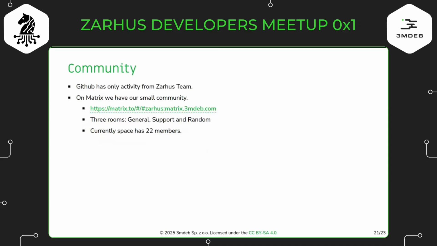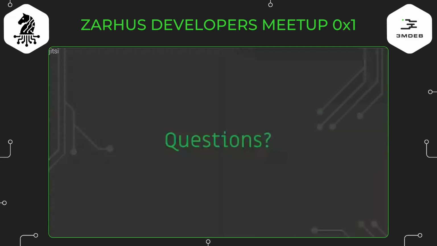Where you can find us: you can go, of course, to GitHub, or to zarhus.matrix.3mdeb.com. There are 3 channels there: general, support, and random. It's a very small community. I hope it will grow at least to the size of Dasharo. But to make it that big, we definitely need more work and more presentations. So I guess that's it from me.